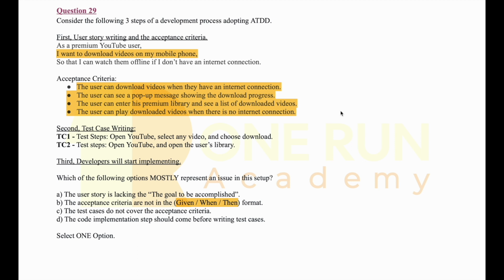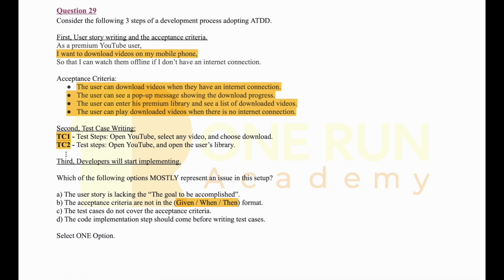So moving to option C, it mentioned that the test cases do not fully cover the acceptance criteria, which is correct. There should be a test case that covers the ability to play the downloaded videos when there is no internet connection. But there should be a third test case that evaluates the ability of playback of the downloaded videos even if there is no internet connection.